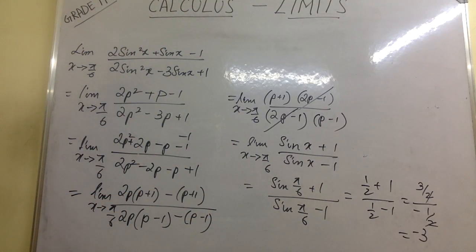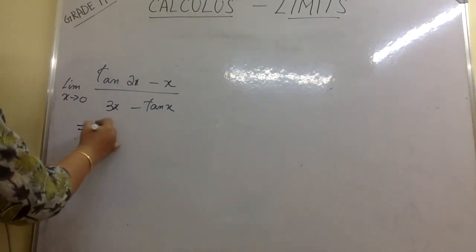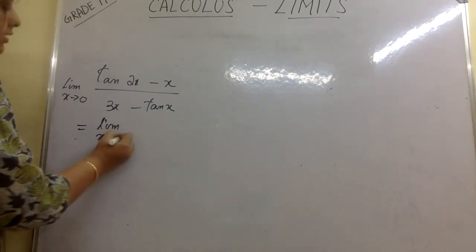Okay, let's see the next sum. So we can divide the numerator and the denominator here with an x.